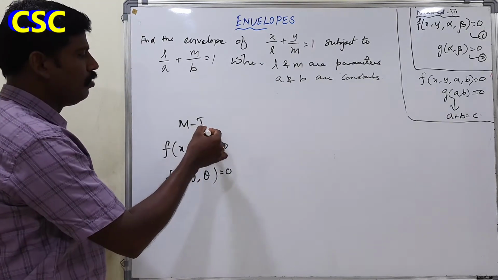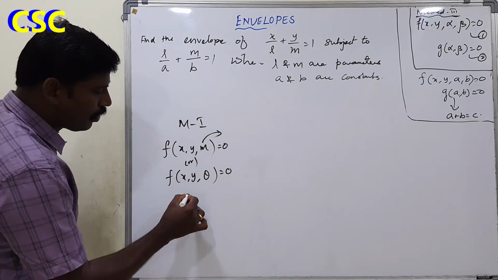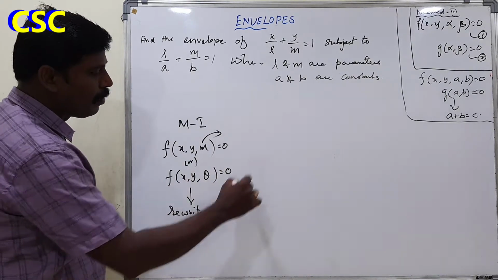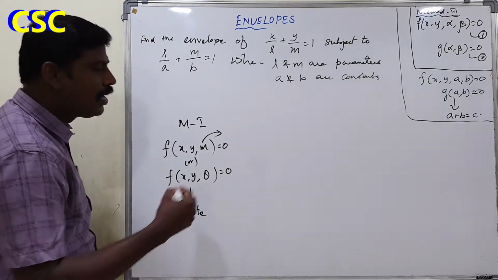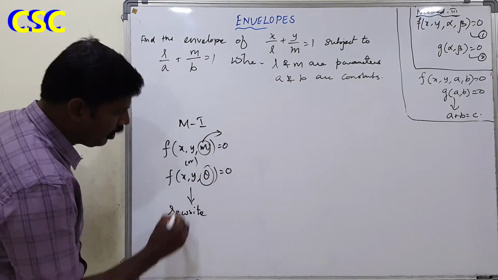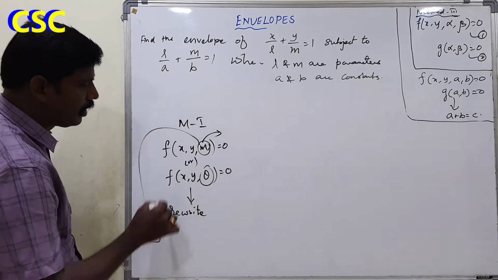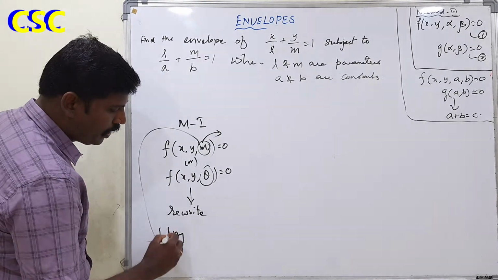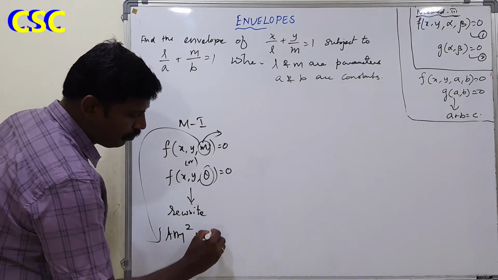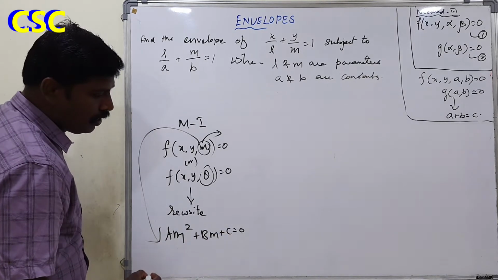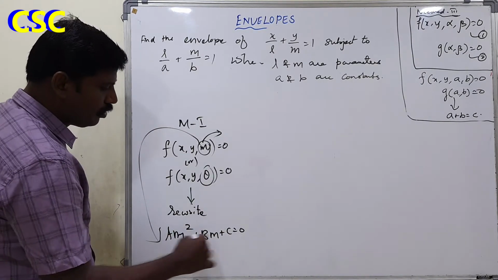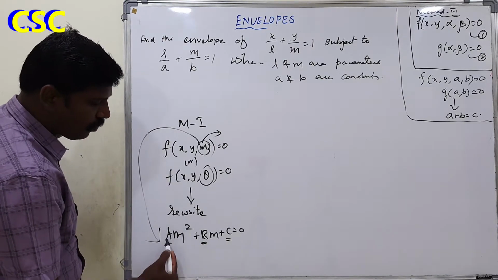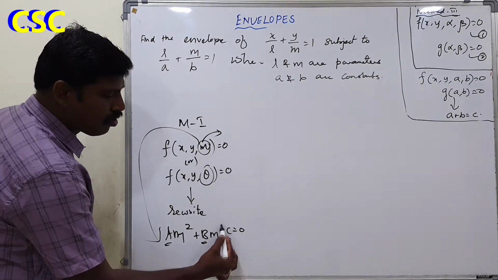How to solve such a curve that is given? Rewrite the given family of curves into a quadratic equation involving the given parameter. Here the parameter is m, so I can rewrite this family of curves as a quadratic equation in m, a m square plus b m plus c equal to 0. Then we can find the values of a, b and c by taking the coefficient of m square as a, the coefficient of m as b and the constant term as c.